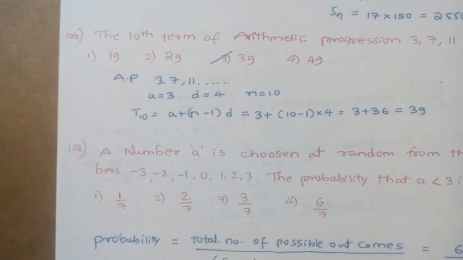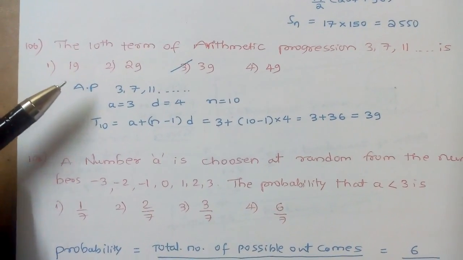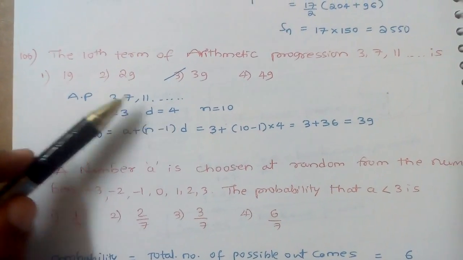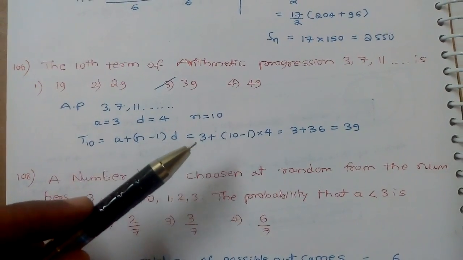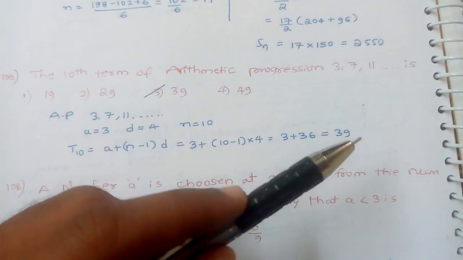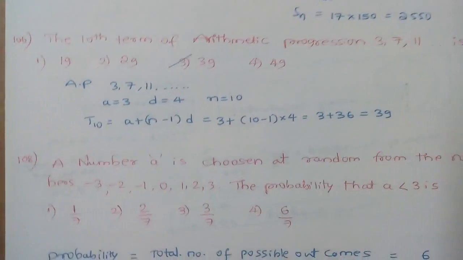In this video I am discussing the 10th term of the arithmetic progression 3, 7, 11. So the first term is 3, the second term is 7, so the difference is 4. Up to the 10th term you have to find. We know the formula T10 is a plus n minus 1 into d. A is 3, n is 10, d is 4. So on solving we'll get the value. This 10th term is 39.